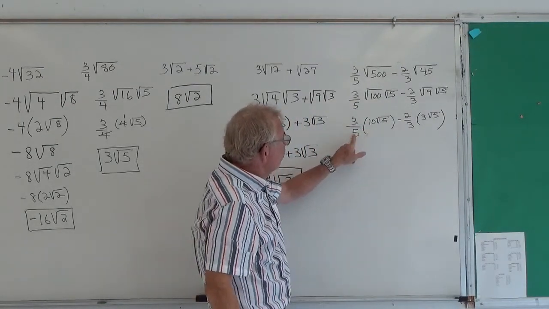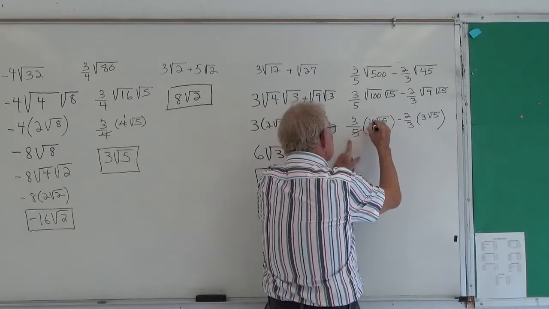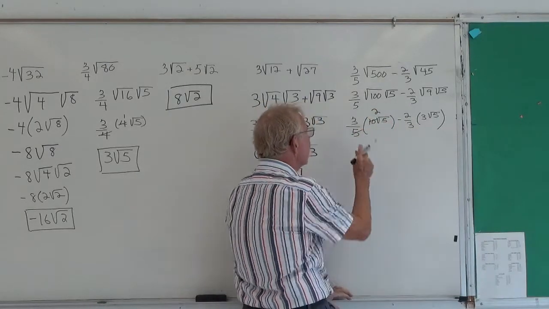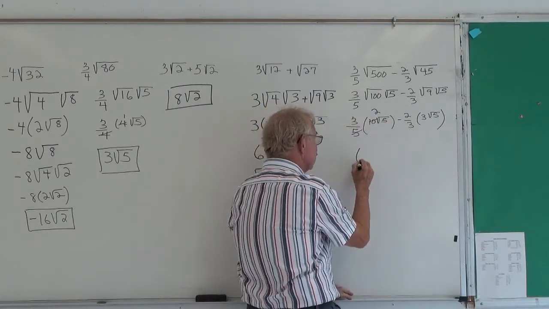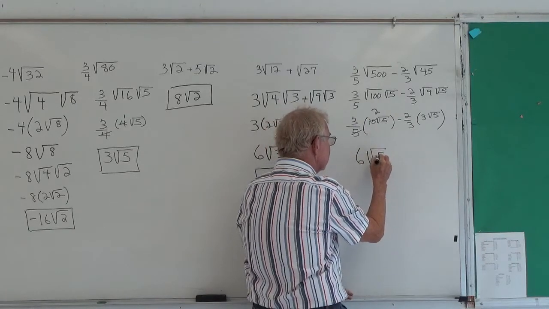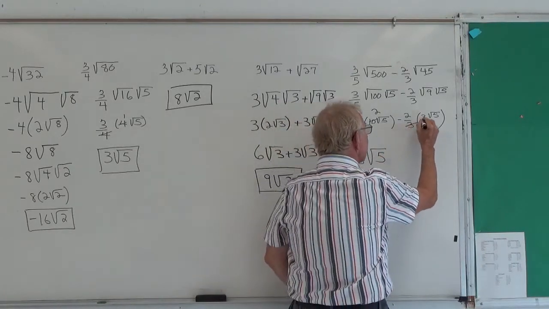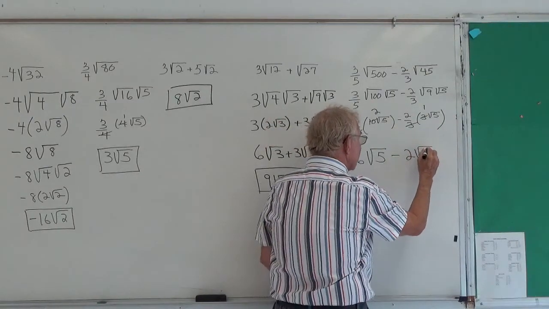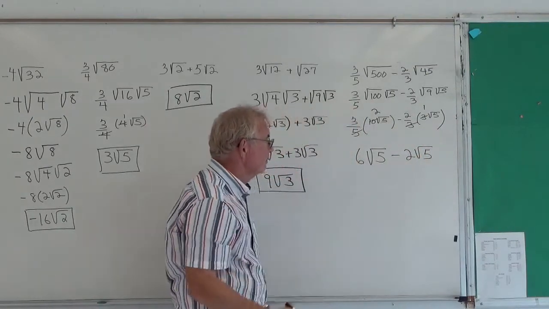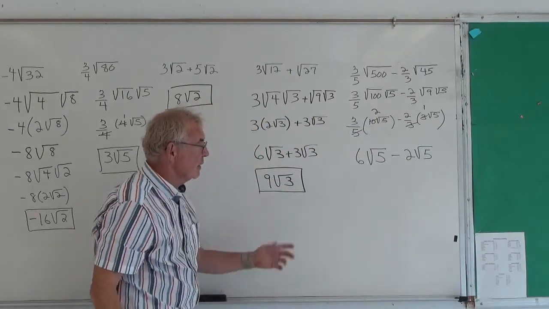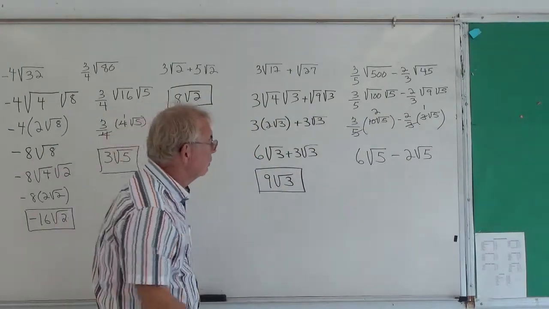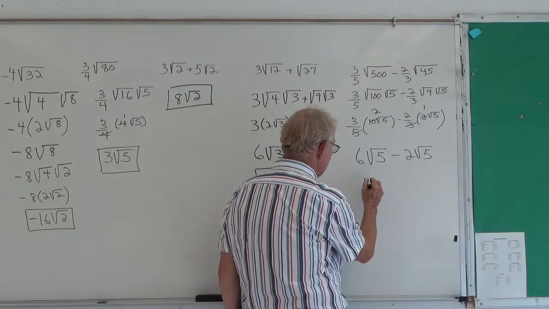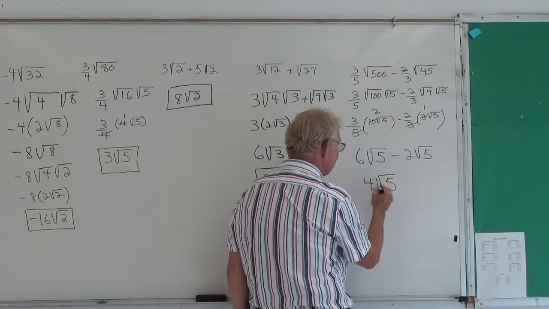What's 10 divided by 5? 2. What's 3 times 2? What's 3 divided by 3? 1. What's 2 times 1? Now they're the same. If you had 6 apples and take away 2 apples, you would have 4 apples. We'll call the square root of 5 the apple. And there you go.